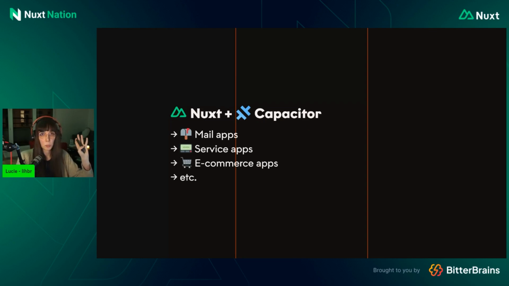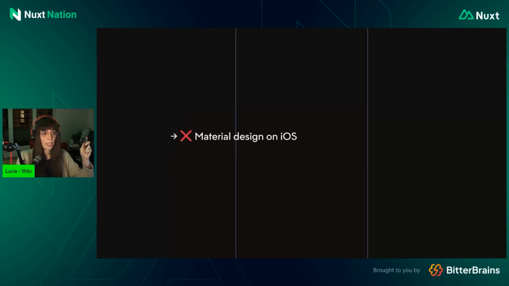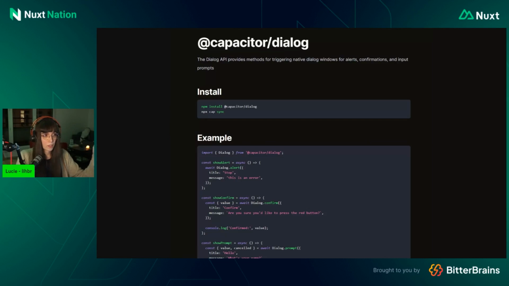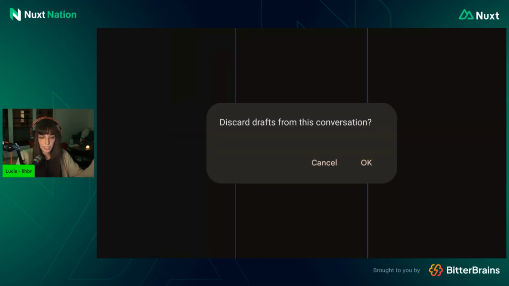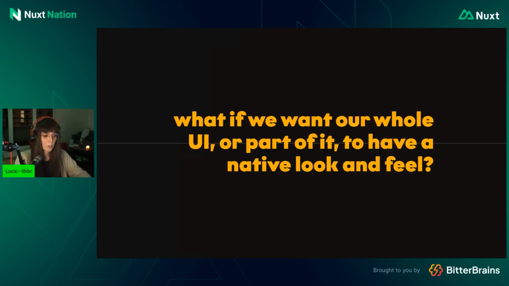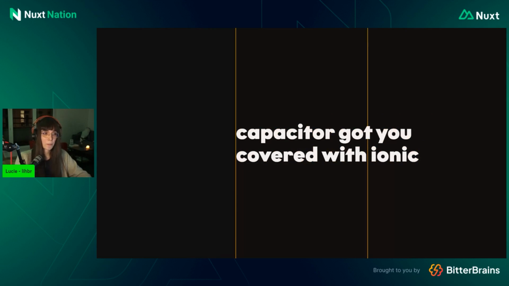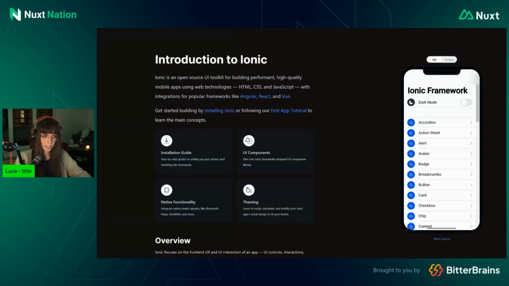And one thing that is pretty common when making mobile apps is that we want them to have a native look and feel. Indeed, designers won't use Material Design on iOS, and likewise, they will avoid using iOS design on Android because this feels odd. So we saw before that we have the dialog plugin that allows us to open a native dialog and ask users for confirmation. But what if we want our whole UI or part of it to have a native look and feel? Well, in that case, Capacitor's got you covered with Ionic.